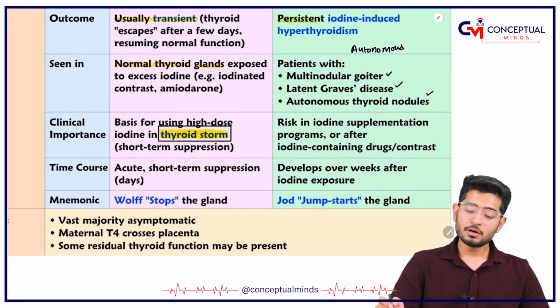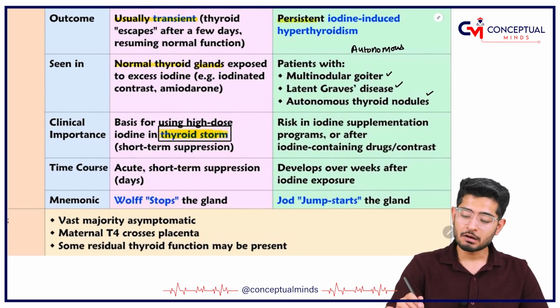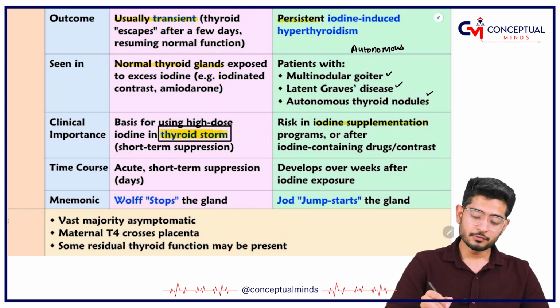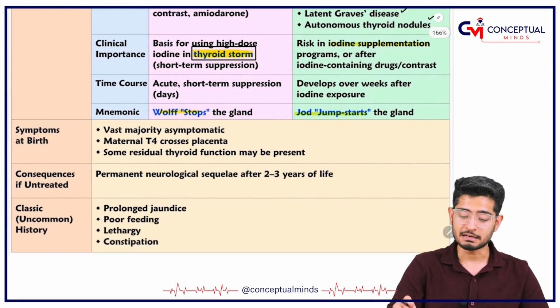Clear? Now, what is important for Jod-Basedow? There are some belts where iodine supplementation programs are run. If the person is having this problem, which is called the Jod-Basedow effect, with conditions like multinodular goiter, Graves' disease, autonomous thyroid nodules, please stop giving iodine to them, because it is ultimately going to increase the level of thyroid hormone in them. Okay, so very simple to understand: Wolff stops, Jod jump starts. Jump starts means that it is going to increase.